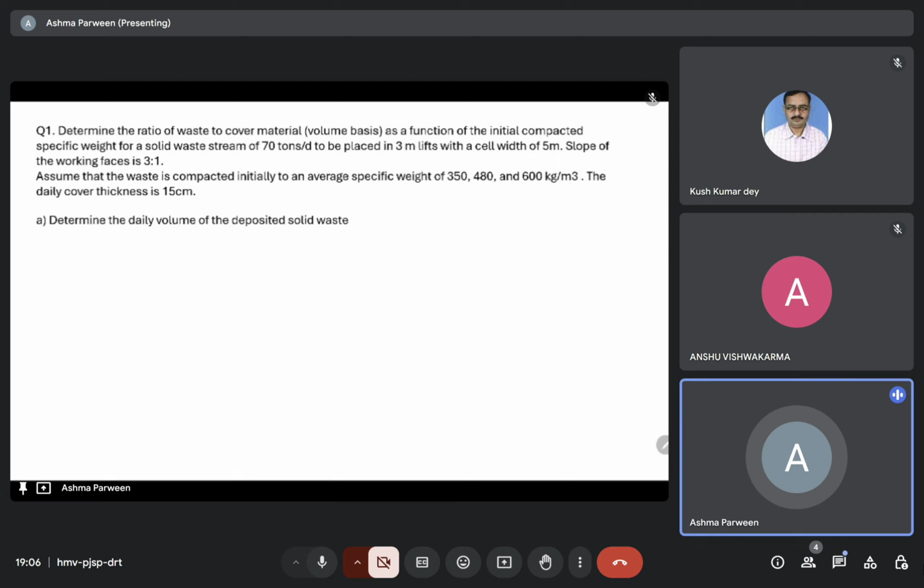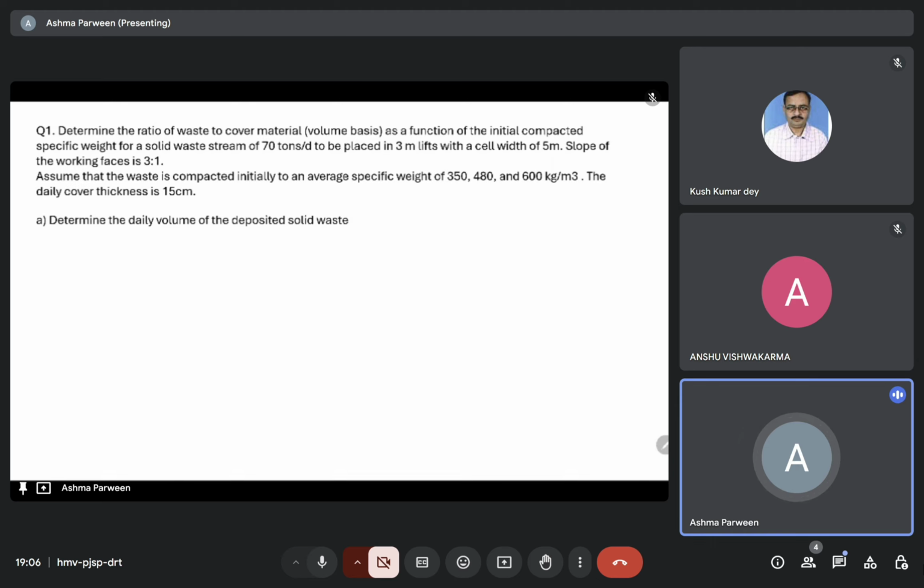So the question is: determine the ratio of waste to cover material on a volume basis as a function of the initial compacted specific weight, for a solid waste stream of 70 tons per day to be placed in a 3-meter lift with a cell width of 5 meters. The slope of the working face is 3:1. Assume that the waste is compacted initially to an average specific weight of 350, 480, and 600 kg per meter cube. The daily cover thickness is 15 centimeters.